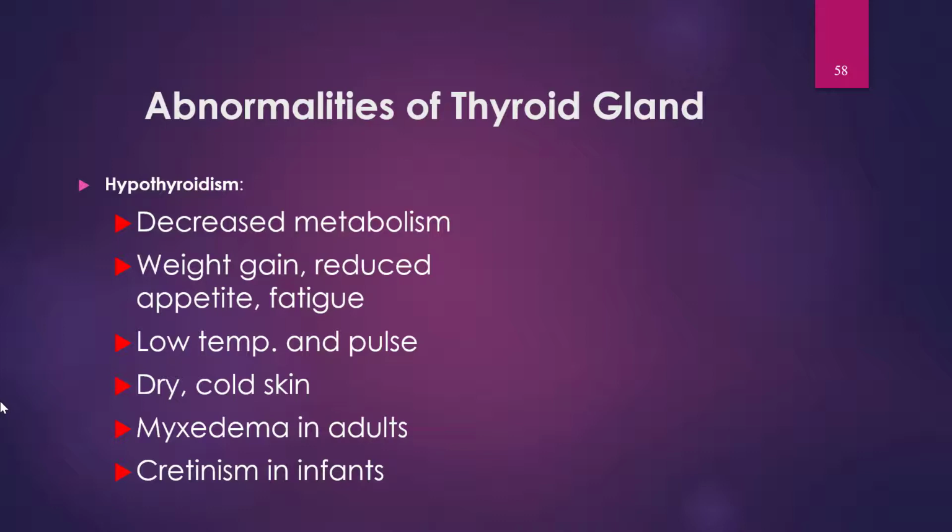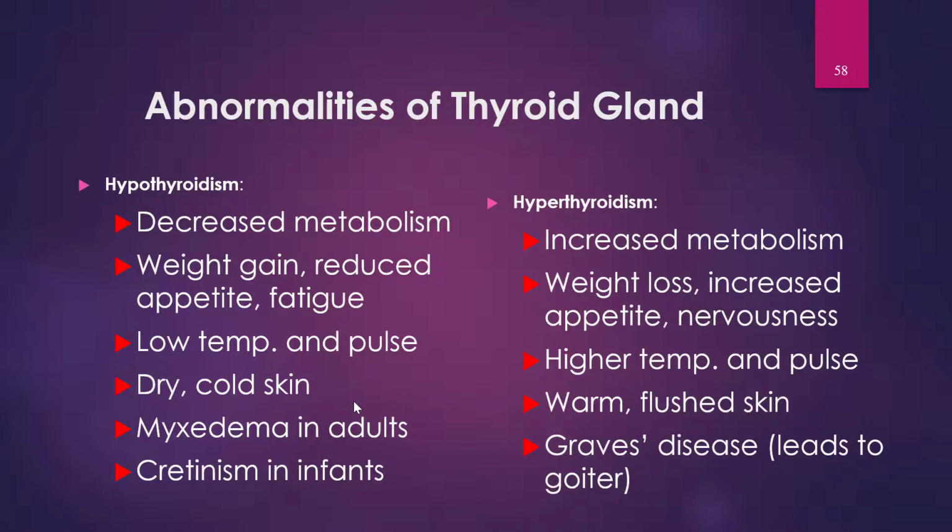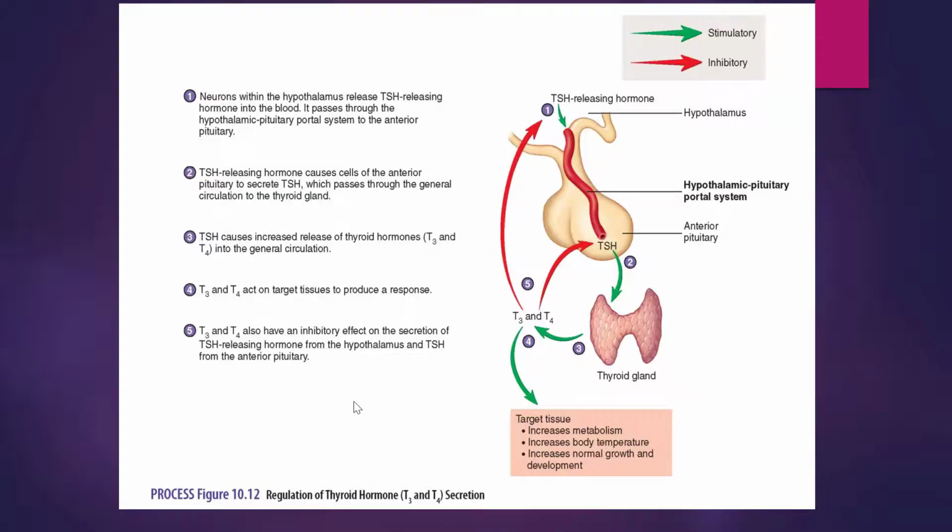Hypothyroidism would lead to decreased metabolism, weight gain, reduced appetite, fatigue, low temperature and pulse, and dry, cold skin, myxedema in adults, and cretinism in infants. Hyperthyroidism, on the other hand, would result in increased metabolism, weight loss, increased appetite, nervousness, high temperature and pulse, warm, flushed skin, and of course, it will also lead to Graves' disease or goiter.